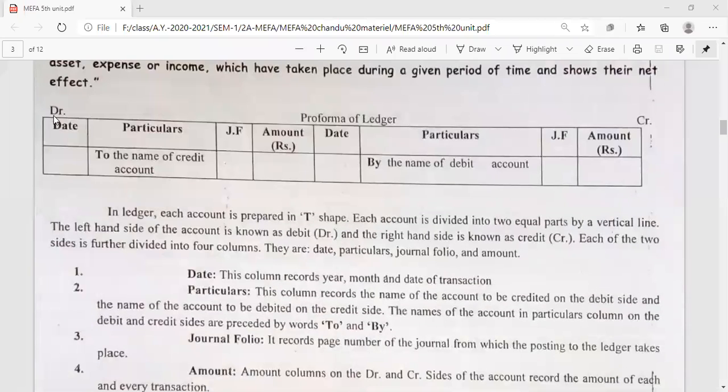So see here, I am writing DR here. DR means debitor side. This is CR, which means creditor side. Okay, debitors and creditors. We have this half part and this half part.